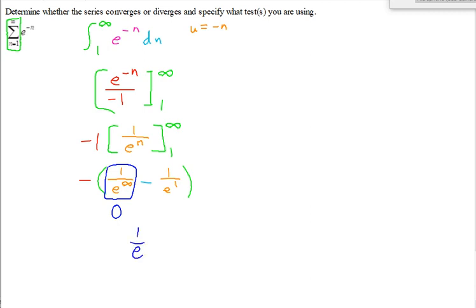And since we got a specific number, what the integral test says is, since we get a specific number here, that means this converges. And if the integral converges, then the series also converges. Or if the integral diverges, the series also diverges. This is how the integral test works. So it doesn't guarantee the series adds up to be 1 over e, okay? But it guarantees that since the integral converges, so will the series. So this one we can say converges by the integral test.